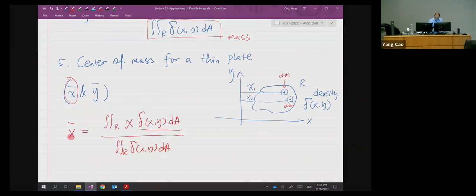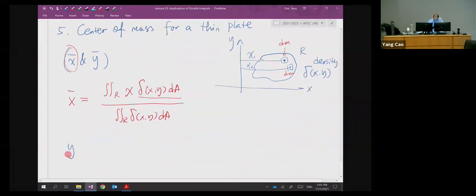Right, so now you get the average, the weighted average of the x coordinates. You get the x bar. Similarly, you can get the y bar by doing the same operation, except you're weighting the y coordinates. Okay, right, now you get the y average value.